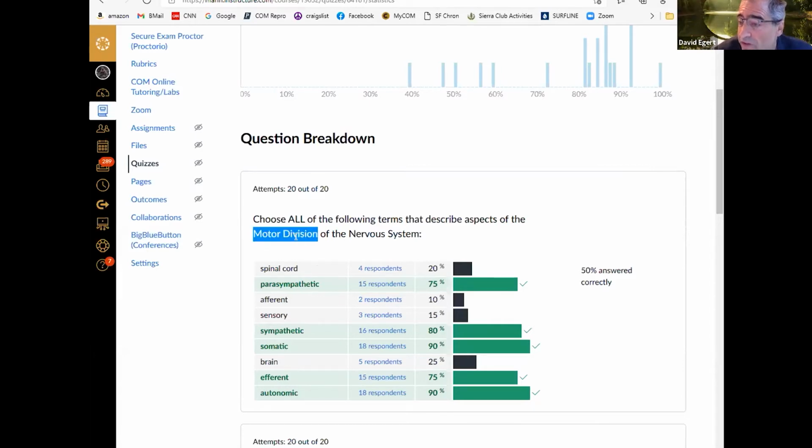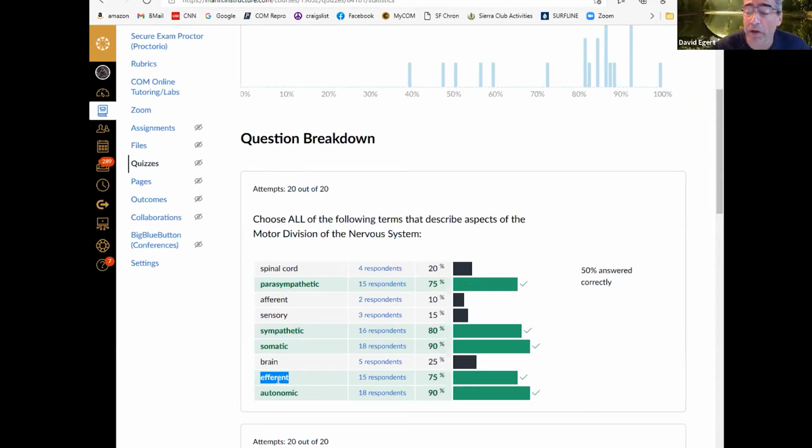If it's motor division, that's part of peripheral, which means it's not going to be the spinal cord or the brain. Spinal cord and brain are only the central nervous system, the CNS. Motor division is part of the PNS, peripheral. So then we knew there's the somatic motor, which does your voluntary muscles. There was the autonomic motor, which does your glands and involuntary, like smooth muscles. And then the autonomic was further subdivided into the sympathetic and the parasympathetic, which were subdivisions of motor as well.